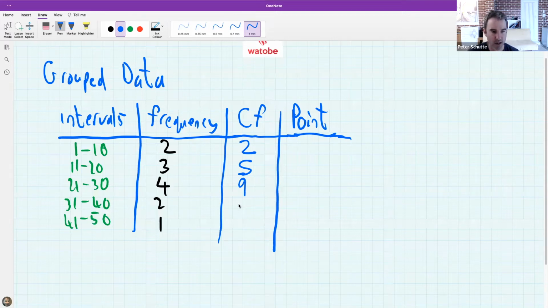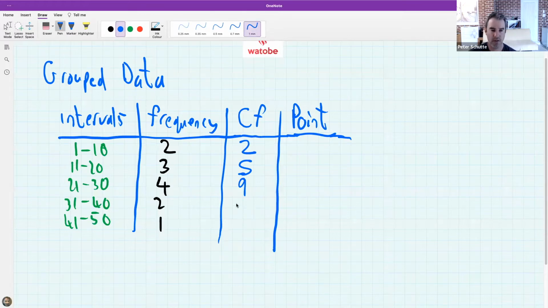Now, I want you guys to tell me what are the next 2 values. I'll call this A and this B. What are the next 2 values I'm going to get in my cumulative frequency column? I like what I'm seeing, Quincy. I like Lita. I like what I'm seeing. Keep them coming, guys and girls.